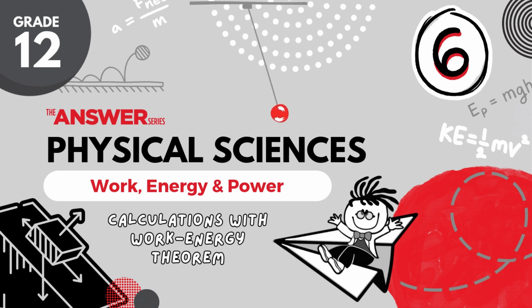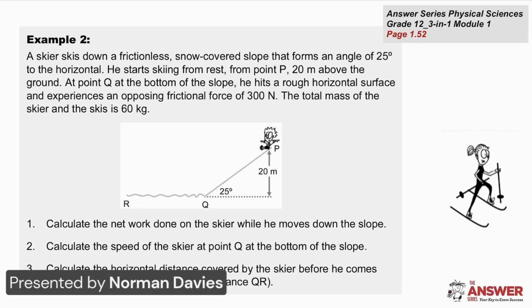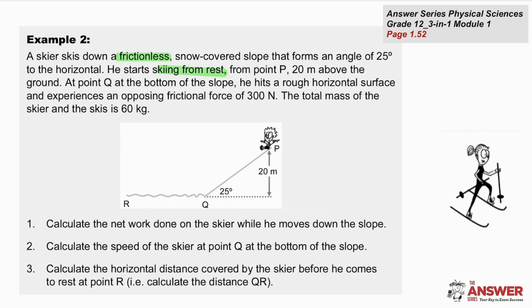Previously, we derived the work-energy theorem. In this video, we will practice using the theorem to solve energy problems. In example 2, we have a skier starting from rest, accelerating down a frictionless slope, and then experiencing frictional force until he again comes to rest.